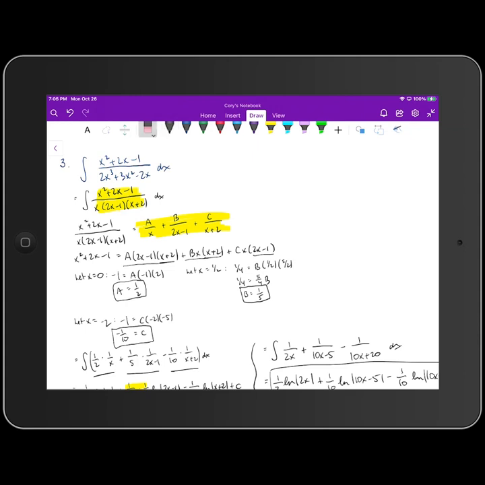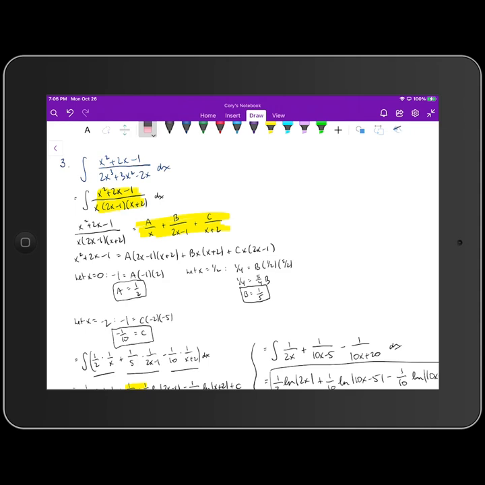Okay, so when we look at this example number 3, this is the example that we closed out class with. So we're integrating x squared plus 2x minus 1 over 2x cubed plus 3x squared minus 2x with respect to x. Okay, and there's a couple of things that we should see when looking at this. Number one, I can factor my denominator. So I can factor an x out at the start, which gives me 2x squared plus 3x minus 2. And then I can factor that quadratic to be 2x minus 1 times x plus 2.